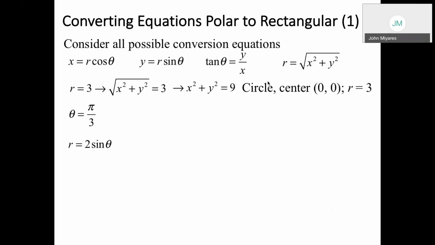Thinking about the polar form, what we're coming up with is a function that represents all points that are a 3-unit radius from the pole, which if you think about it, will be a circle.